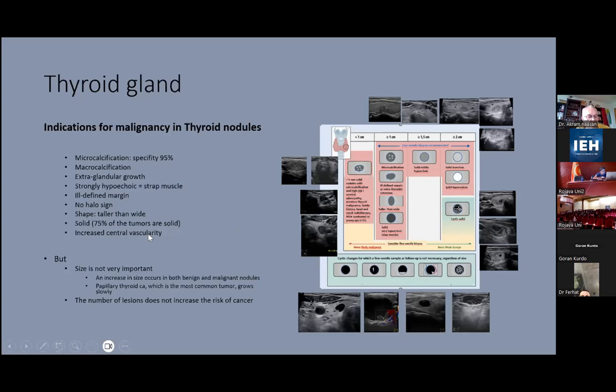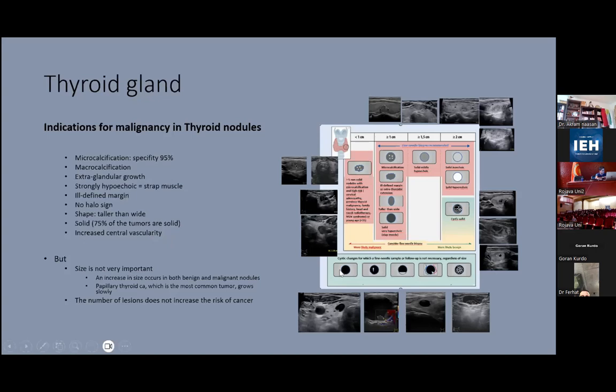But the size is not very important, because benign lesions also grow with time, and we have malignant lesions like papillary thyroid carcinoma, which is the most common tumor. It's usually small and grows slowly. So each lesion we have to evaluate separately.